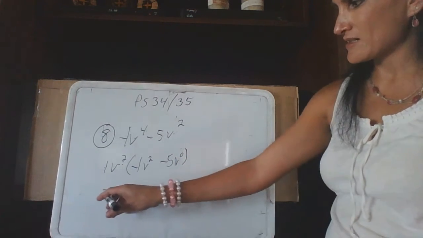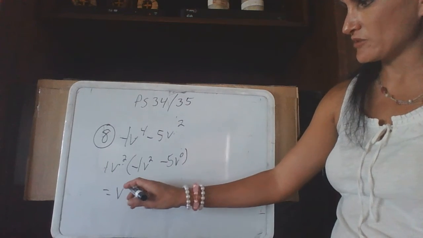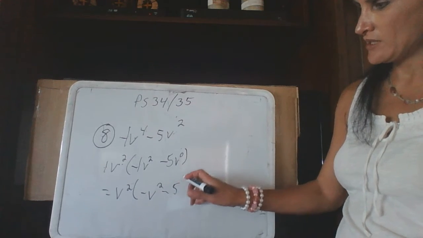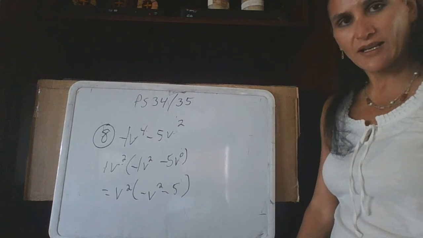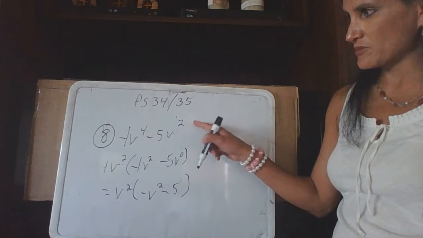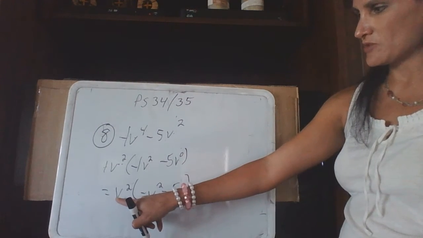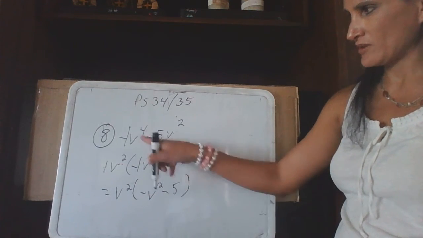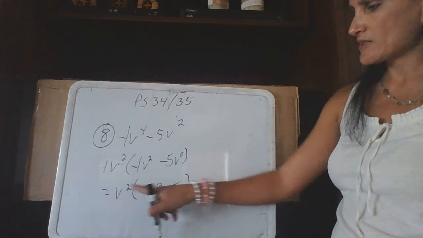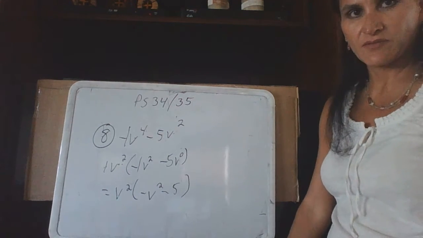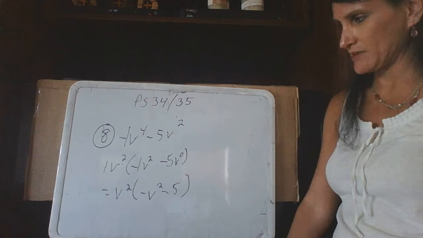Okay, and the last thing is to simplify. So 1 times v squared would be v squared, negative v squared, negative 5 on the inside. Now the one thing I haven't been doing is checking, so let's check to make sure that this matches my original problem. If I distribute, so v squared times negative v squared would be negative v to the 4th. Check. V squared times negative 5 would be negative 5v squared. Check. They both match, so that means I did it right.